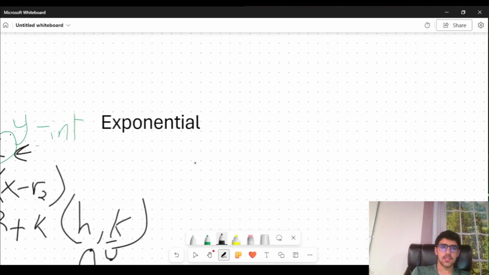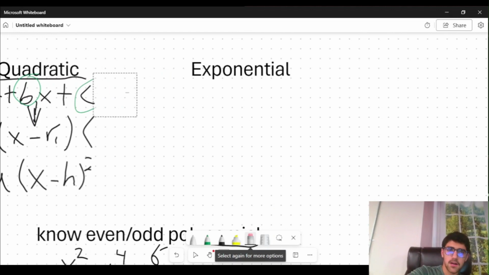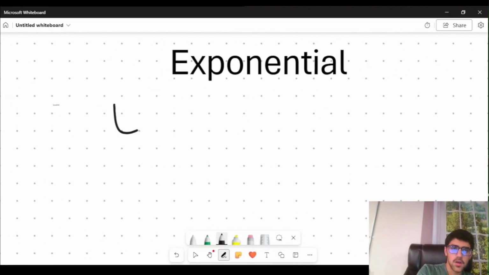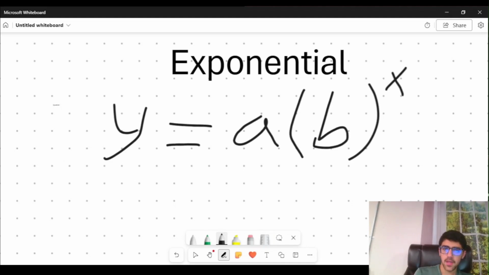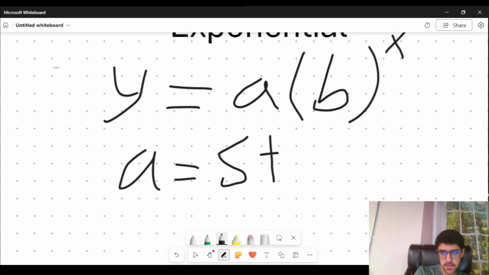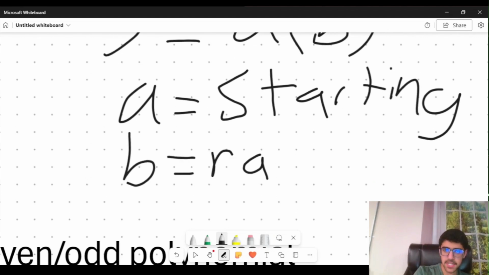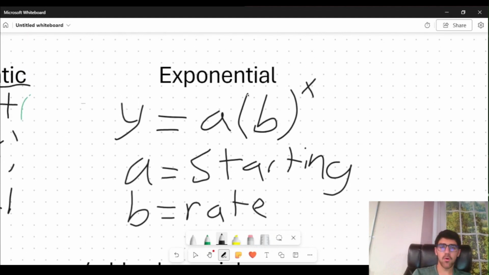And the last thing you should know is the basic things about exponentials. So let me just erase this. For exponential functions, it's important to know the main form: y equals a times b to the x. It's important to know what each constant means. A is the starting value. B is the rate at which it changes, the rate of decay or growth.